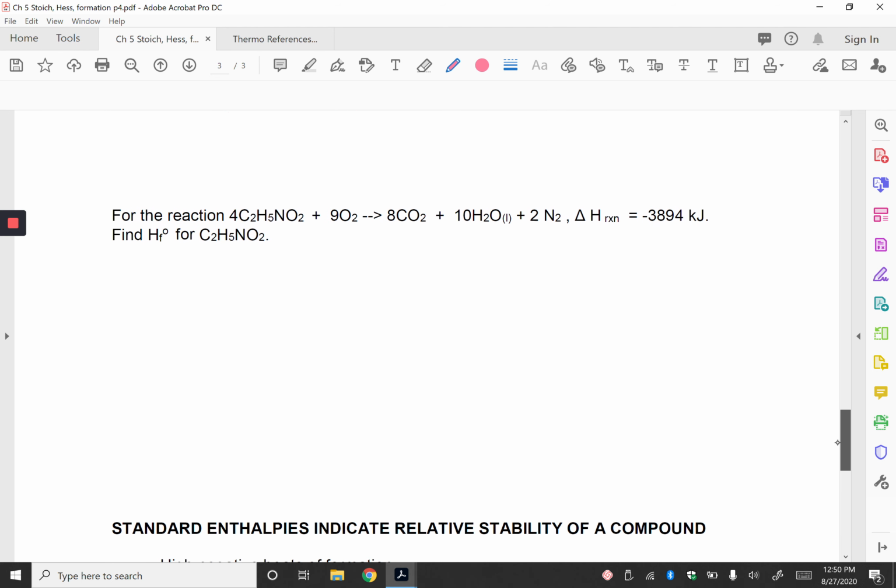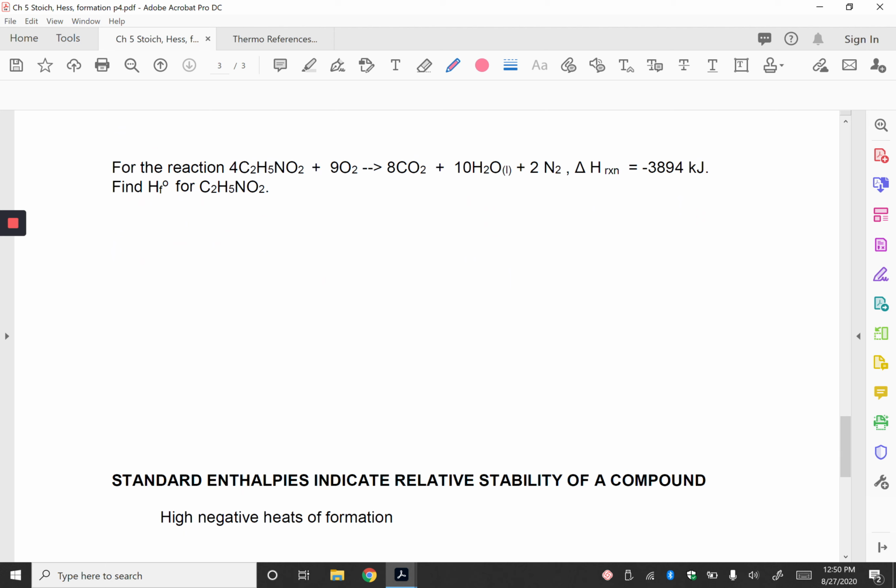Let's try another example. So it says for the reaction that's given to us, they give us delta H of the reaction already. And even though it does not say per mole of reaction, we know if they give us a delta H for a reaction, it's for the reaction as written. We want to find the heat of formation of the C2H5NO2, which is one of my reactants. So this one's slightly different.